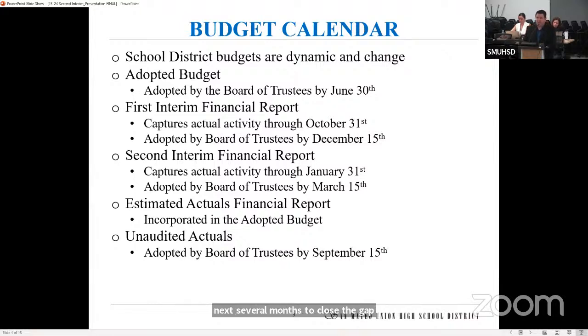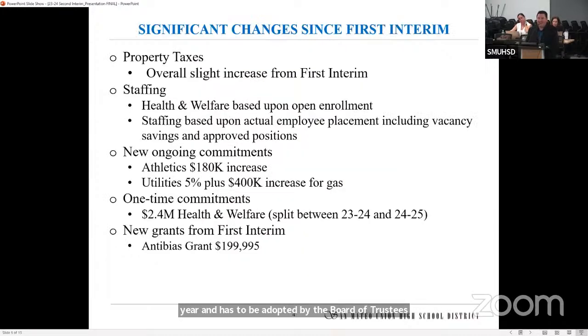In terms of budget calendar, where are we? We're at the second interim financial report, which captures all activity through January 31st of the fiscal year, and has to be adopted by the Board of Trustees before tomorrow. In terms of significant changes since first interim, we saw a slight increase in our property taxes. Staffing has been updated to reflect vacancies for the year, although we don't have very many of those, thankfully. Health and welfare has been updated to reflect the January open enrollment period.